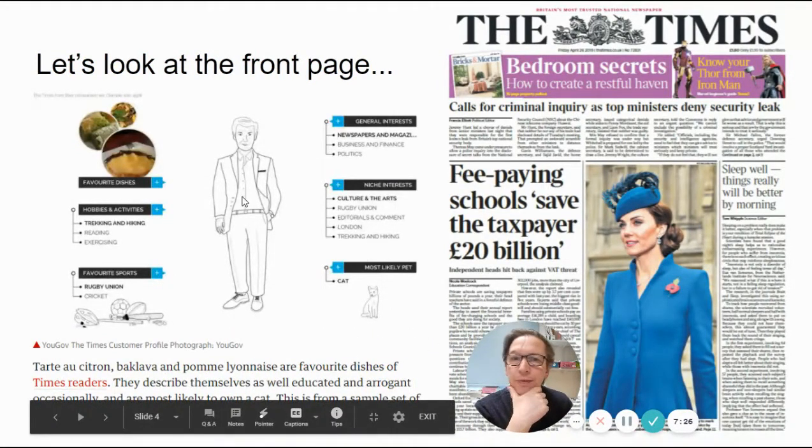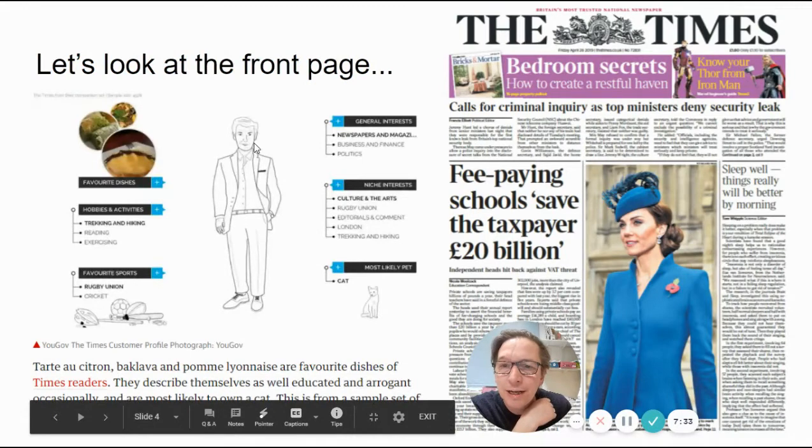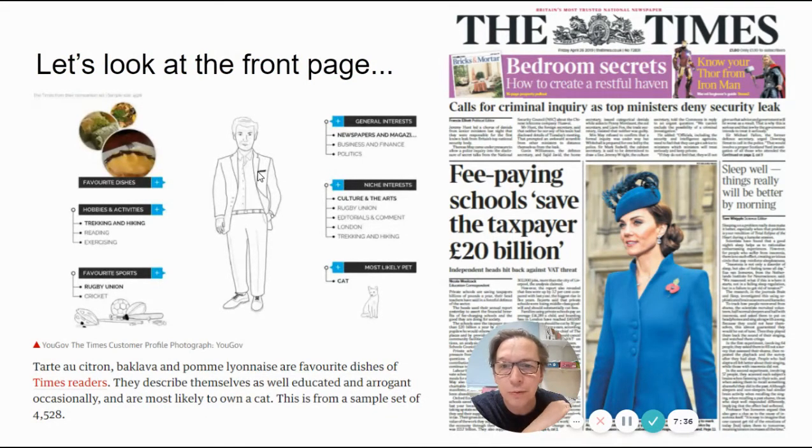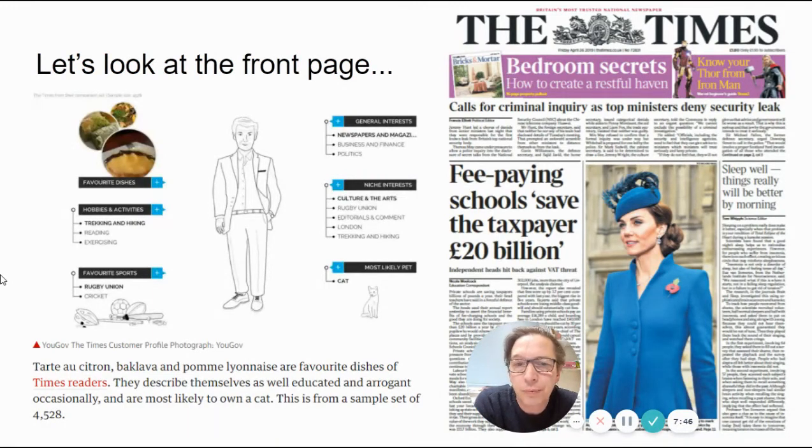Now, this was from the Guardian newspaper. They created these very interesting infographics about who reads the Times. This is what the Times reader looks like. You'll notice that he's male, he's wearing a suit, and his favourite dishes apparently are tarte au citron, baklava and pomme lyonnaise. So quite well-heeled, probably works in the city, probably works in business or finance, earns a lot of money, A or B social class, and probably votes Conservative, which fits in with the ethos of the Times.